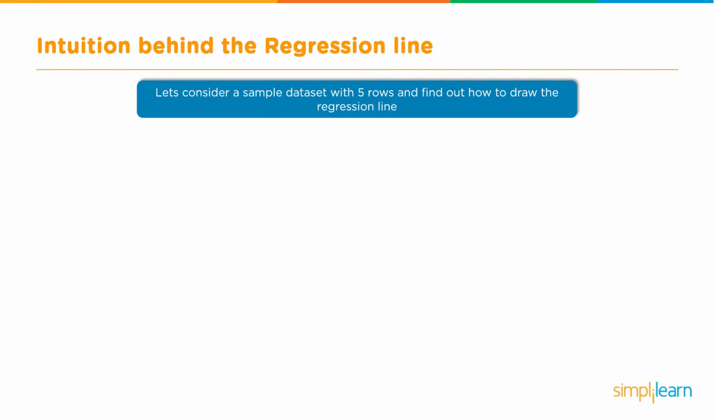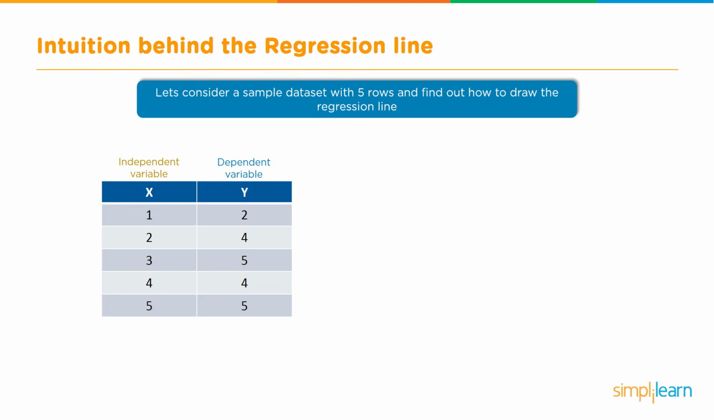what they're talking about. Let's consider a sample data set with 5 rows and find out how to draw the regression line. We're only going to do 5 rows because if we did the rainfall example with hundreds of points of data, it would be very hard to see what's going on with the mathematics. So we'll create our own 2 sets of data, with our independent variable x and our dependent variable y. When x was 1, we got y equals 2. When x was 2, y was 4, and so on.